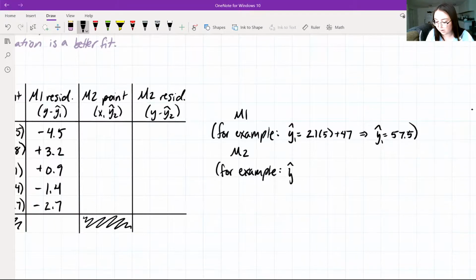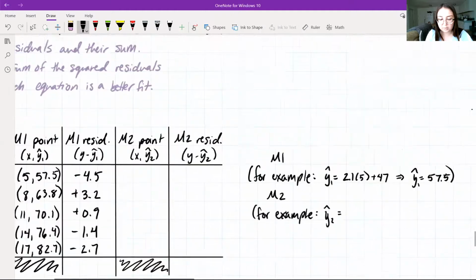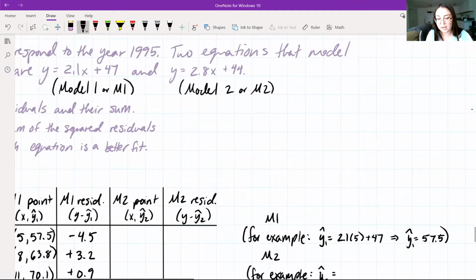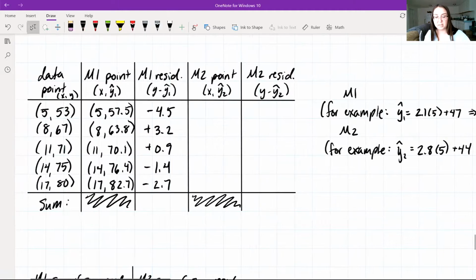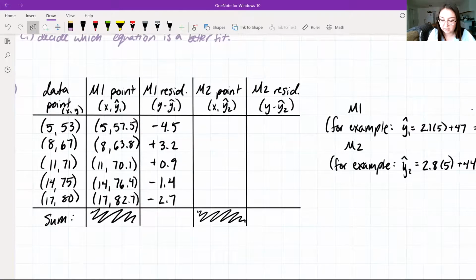So for model 2 here, we're going to have y2 hat is equal to, and our equation was 2.8 times x plus 44. So 2.8, we're going to stick with 5, plus 44. And this is going to give us an even 58. So filling in here on our model 2 point, we're going to say 5, 58. Once again, I strongly encourage you to pause the video and calculate all these values on your own.